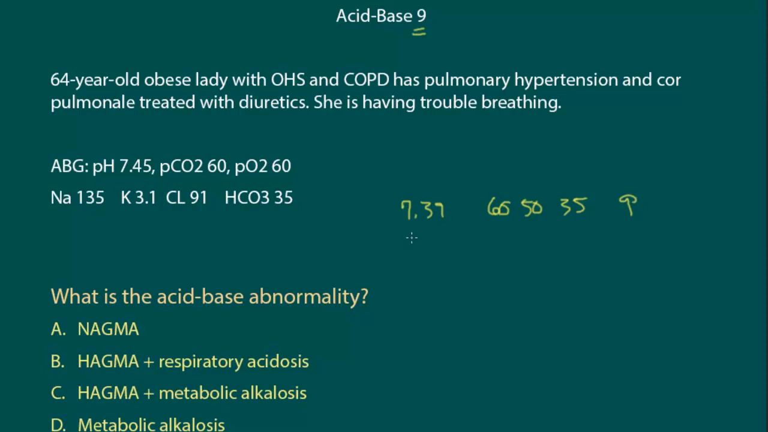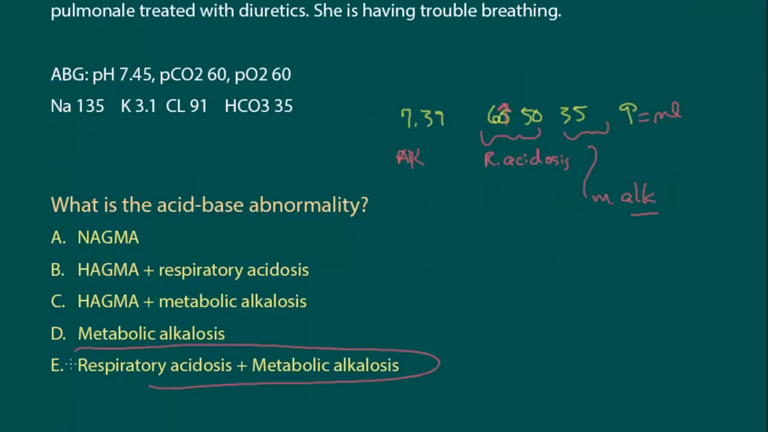Left to right, we have an alkalemia. We have CO2 retention. The PCO2 is higher than expected, so we have a respiratory acidosis from hypoventilation. We also have a metabolic alkalosis. Just looking at the bicarb. Bicarb is high, so that means metabolic alkalosis. No anion gap increase, so this patient has a respiratory acidosis and a metabolic alkalosis.